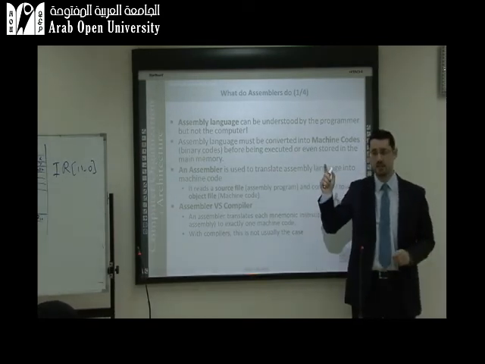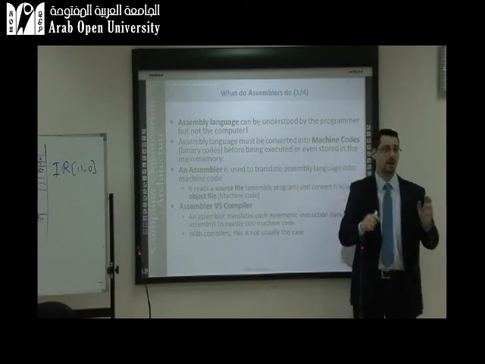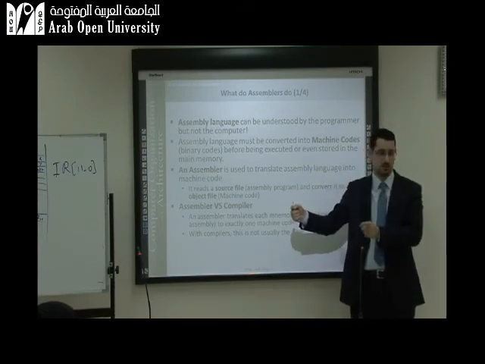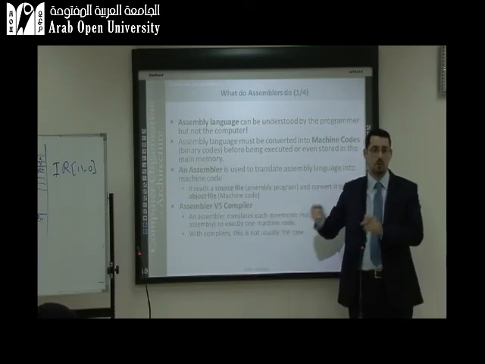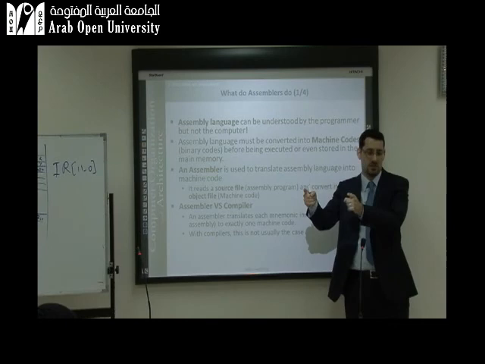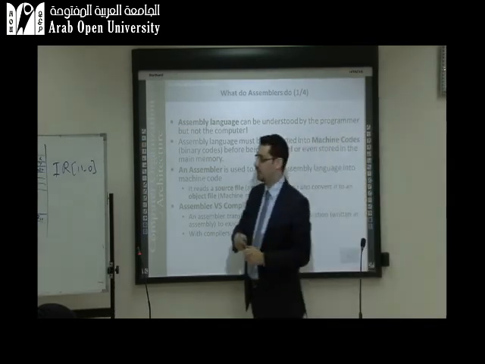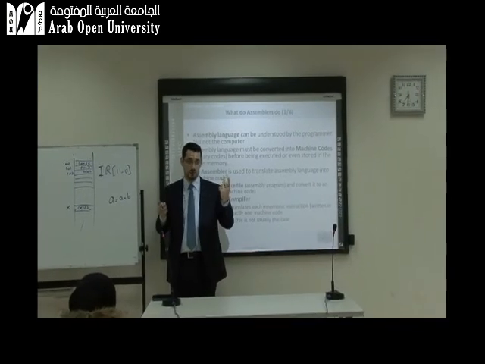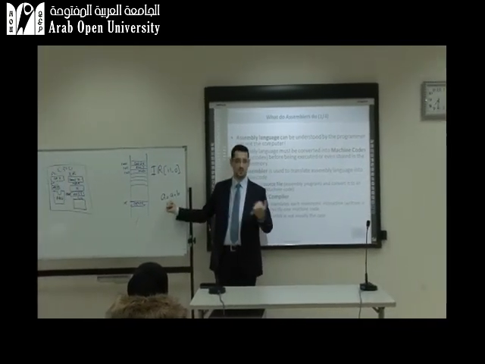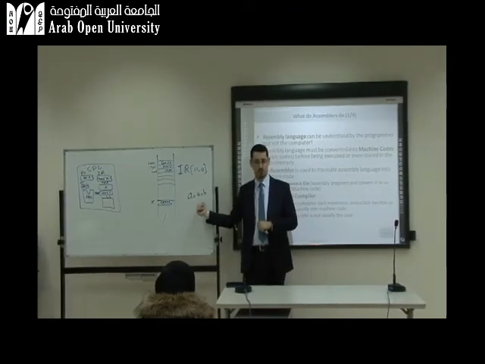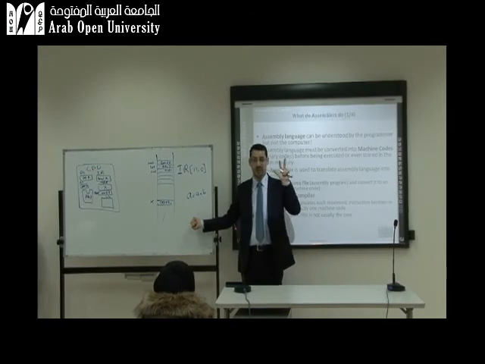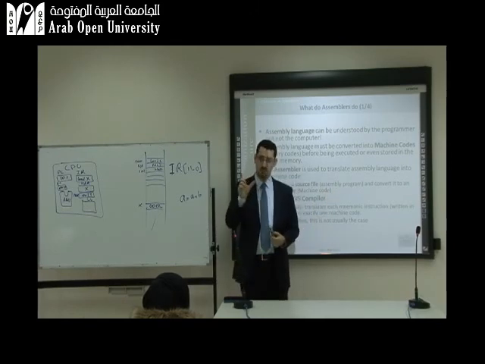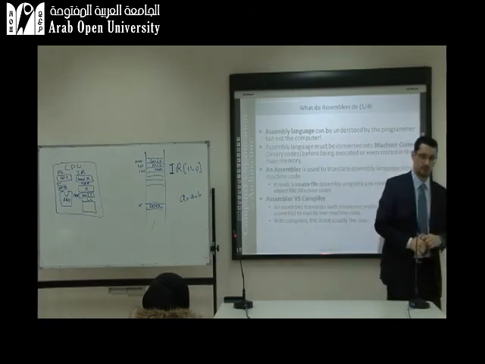The difference is that one high-level instruction compiled by a compiler could be equivalent to more than one machine instruction, while each assembly instruction has only one machine instruction. So if I write A equals A plus B in a high-level language, and we are using MARIE, for instance, we need to get the first operand, add it to the second one, B, and store the result in A. So we have three different machine instructions when translated to machine language. But each assembly instruction will be converted into only one machine instruction.